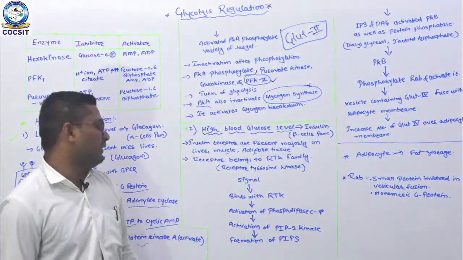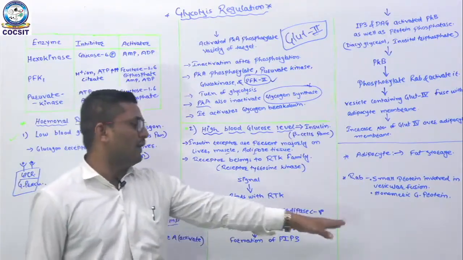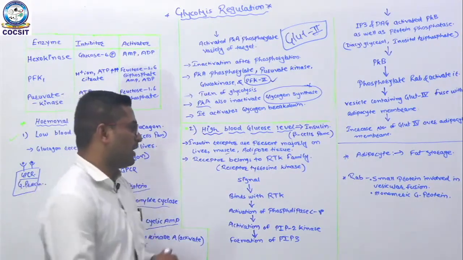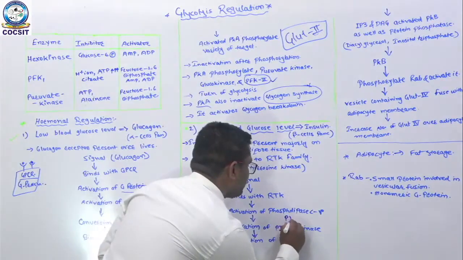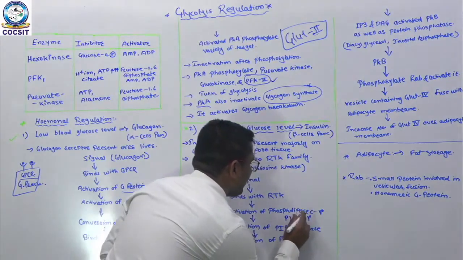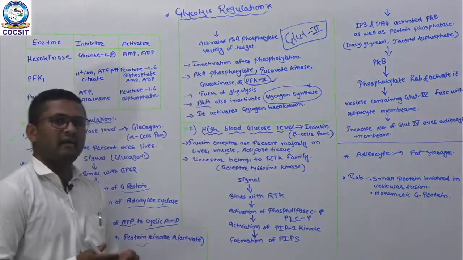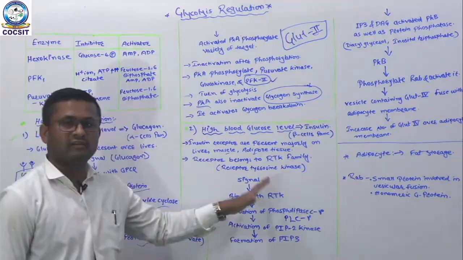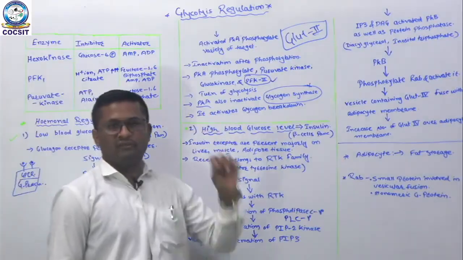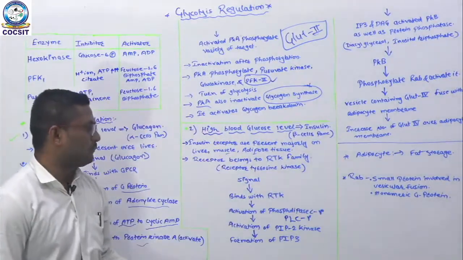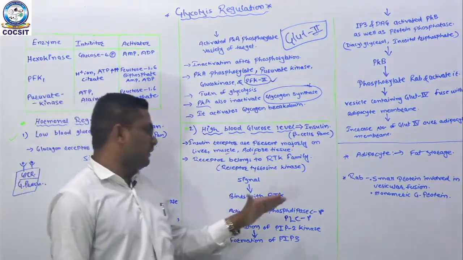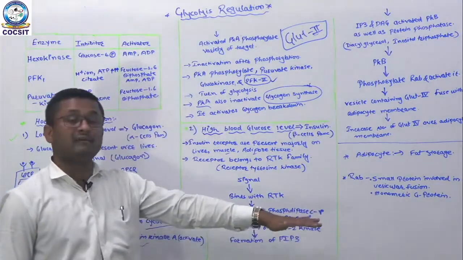This will lead to the activation of phospholipase C gamma. Okay, PLC gamma, you can say PLC gamma, in short. So as soon as this insulin is binding with the RTK, receptor tyrosine kinase, which are present, again I am telling you, on the liver, muscle and the adipose tissues. Okay, liver cells, muscle cells and adipose tissues. So after this binding, it will activate the phospholipase C gamma.